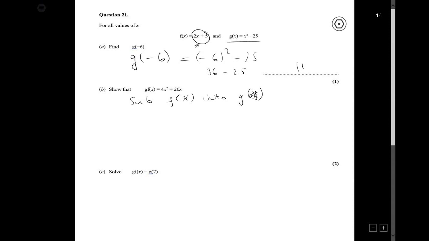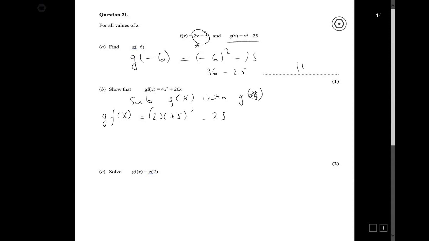So I'm going to give it a go. So I've got g f of x is equal to, now you see I've got an x squared here. So instead of saying x squared, I'm going to say f of x squared. So I'm going to say 2x plus 5 squared, and then take away the 25.